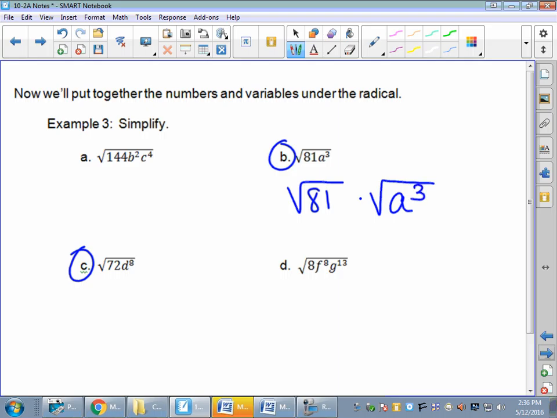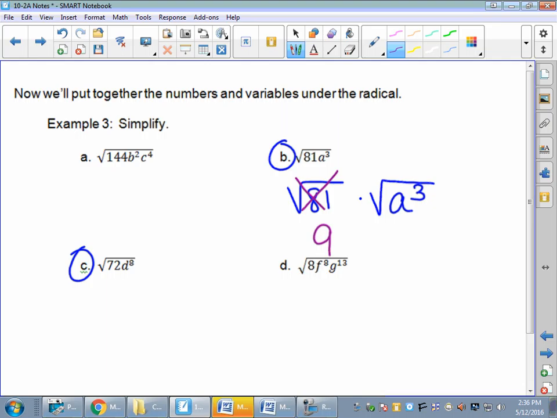Let's deal with the numbers. Let's deal with the variables. Let's not try to do everything at once. Is 81 a perfect square? Yes. What is its square root? It'd be a 9, right? There are no numbers left under my radical.